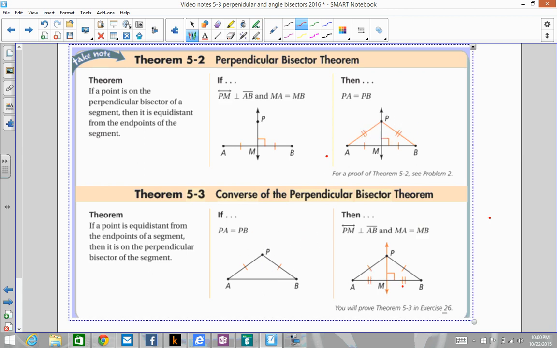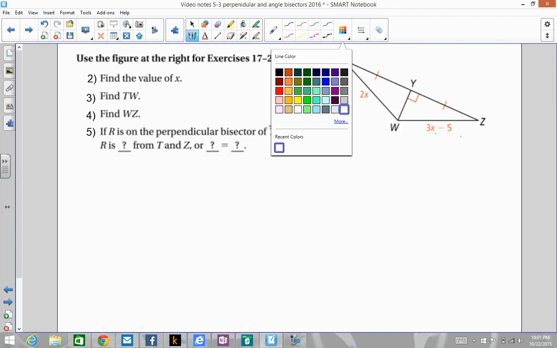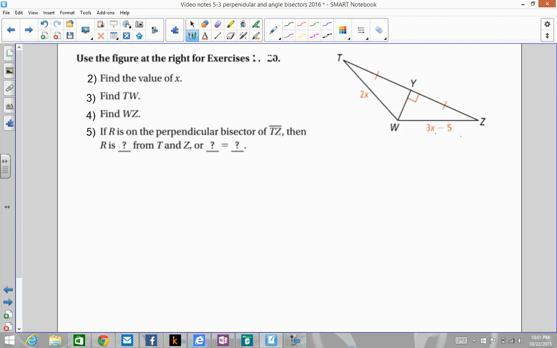Okay? All right. So here it says, find the value of x, find TW, find WZ, and this. So pause this little problem right here, and then we will go over it when we're done. Okay? So pause this problem and work it, please.